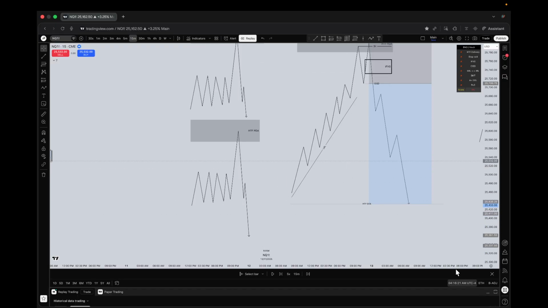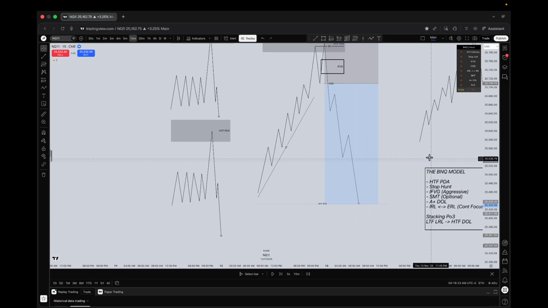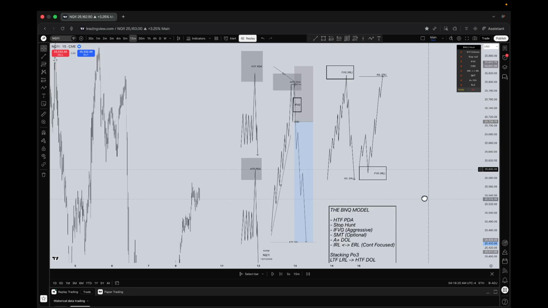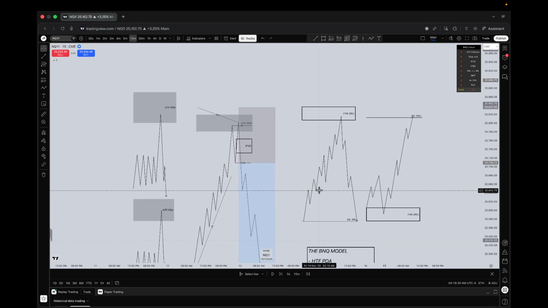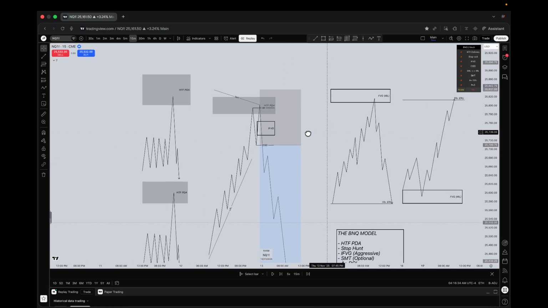Okay. And over here, I'll explain how you can work out the bias. We use something called IRL to ERL and ERL to IRL. So, a couple examples of both of these is a fair value gap is known as internal range liquidity, IRL. And sell side and buy side, major highs and major lows, they're known as external range liquidity, ERL. So typically, we'd want to be delivering from either one of these.